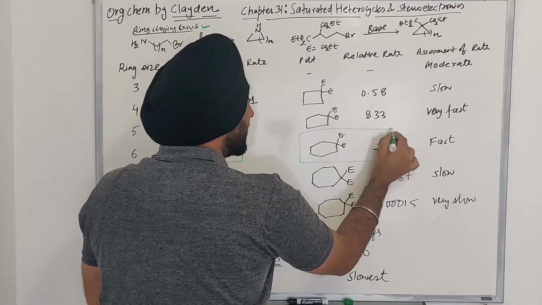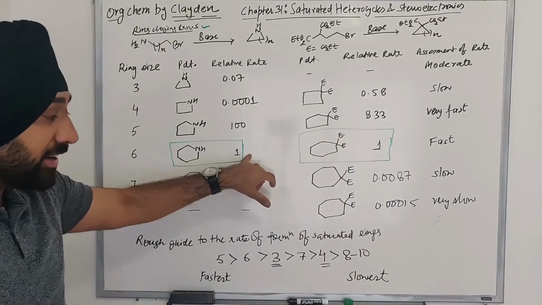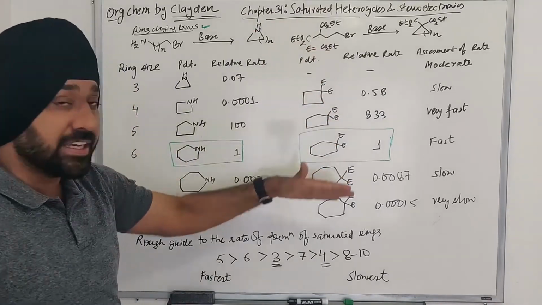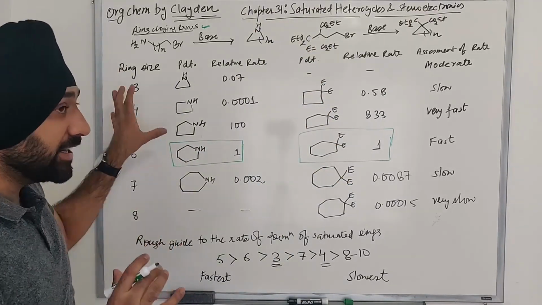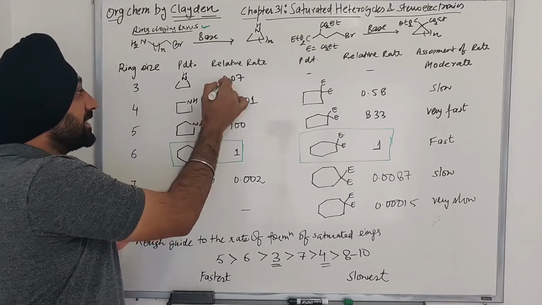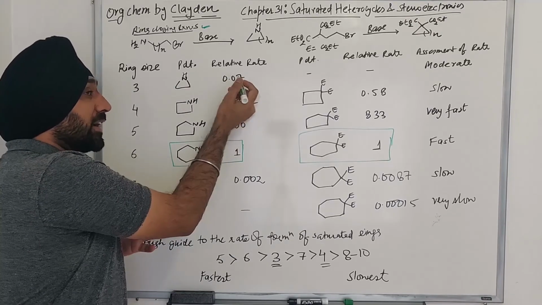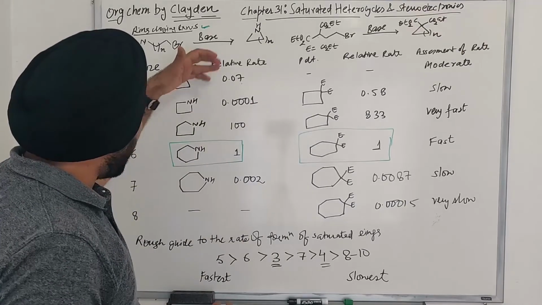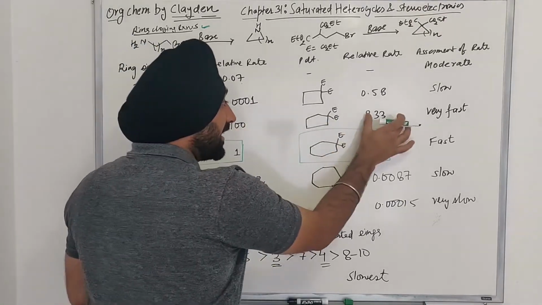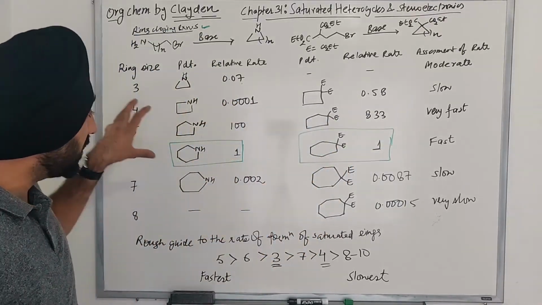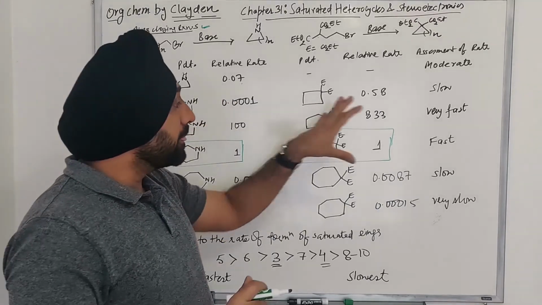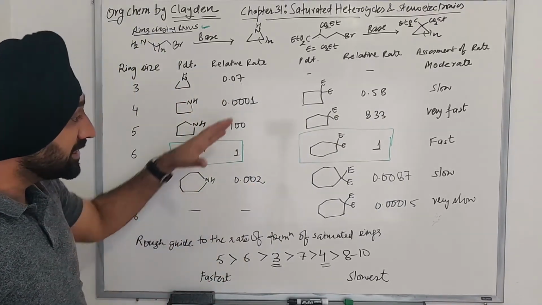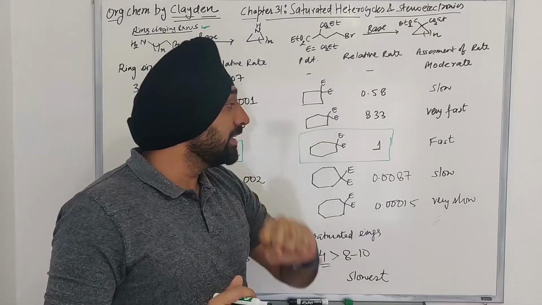So if we consider the six-membered formation as 1, which is faster, the other ring sizes have been compared relative to it. So we can clearly see in this case the relative rate for 3-membered is 0.06 and for 4-membered it is way less, and for 5-membered it is higher. Actually in both the cases the formation of 5-membered ring is more than the 6-membered ring, and as we go higher in the size the rate of the reaction further decreases.